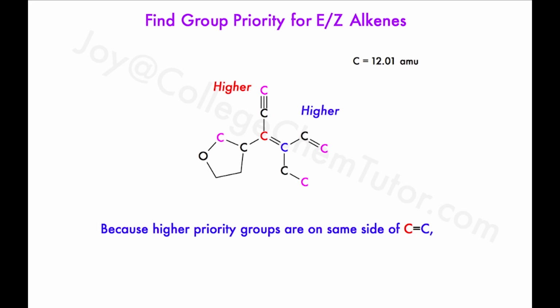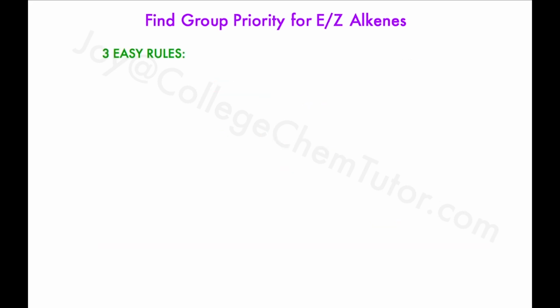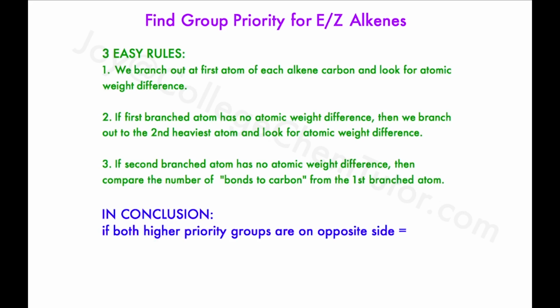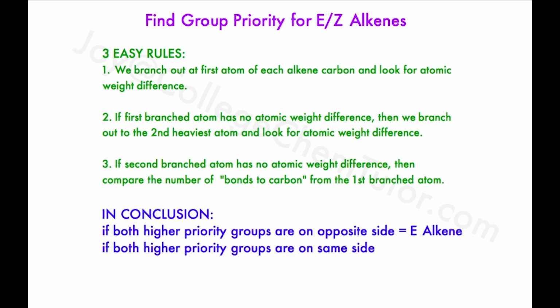Since the higher priority groups of the alkene carbon-carbon double bond are both on the same side, that would make that alkene a Z alkene. Determining E/Z notation for an alkene is very easy. You only need these 3 rules highlighted in green. In conclusion, if both higher priority groups are on the opposite side of the alkene, you have an E alkene. If both higher priority groups are on the same side, then you have a Z alkene.